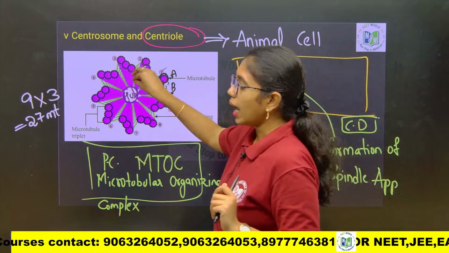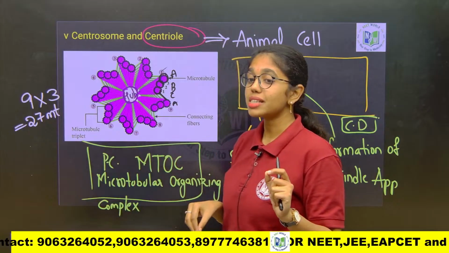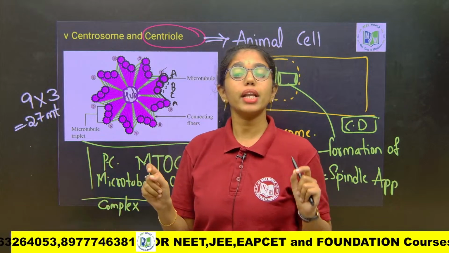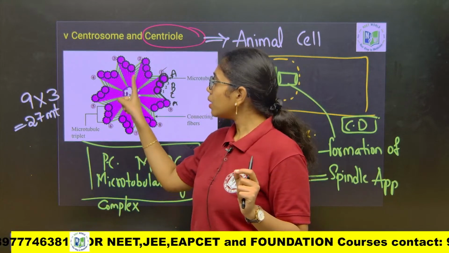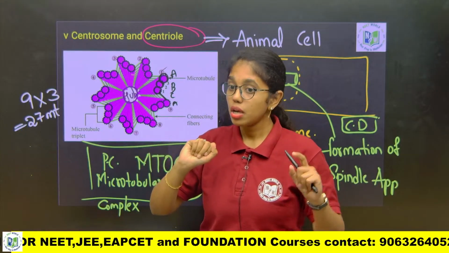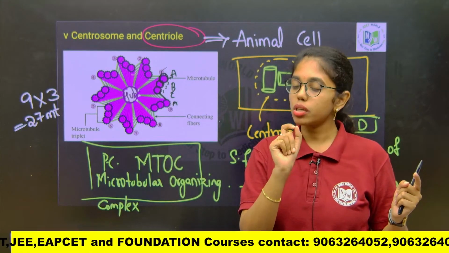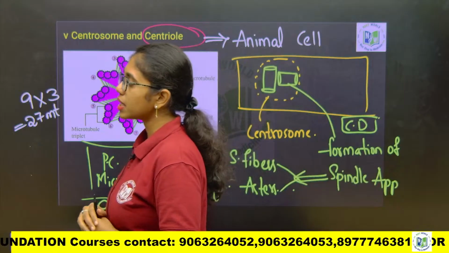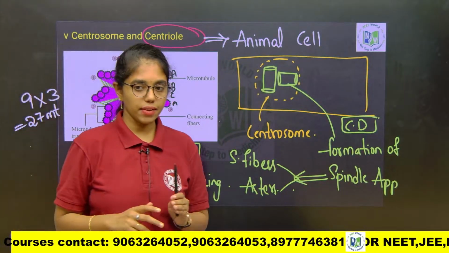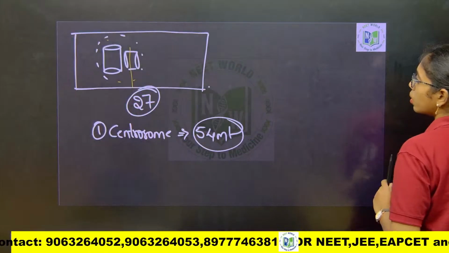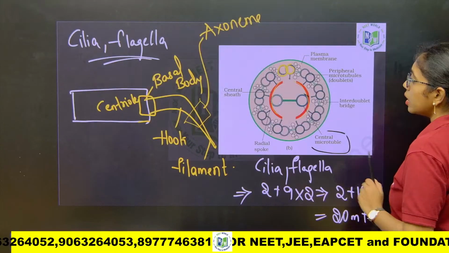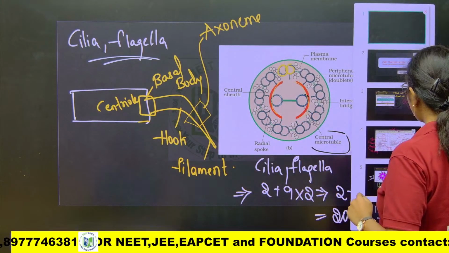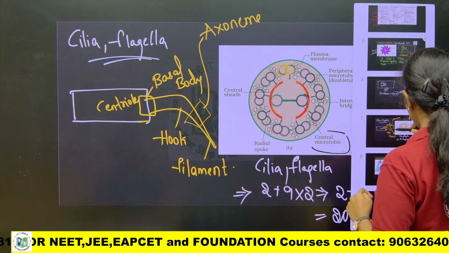What are the major differences between centriole, cilia and flagella? Here in the centriole, at the center you will have what? Proteinaceous hub, whereas in cilia and flagella you have 2 central microtubules. And to the 9 radial spokes in centriole, to each radial spoke you have 3 microtubules. Cilia and flagella will have for each radial spoke 2 microtubules. What are the total number of microtubules in a centriole? 27 microtubules. What will be the total number of microtubules in the cilia and flagella? 20 microtubules.